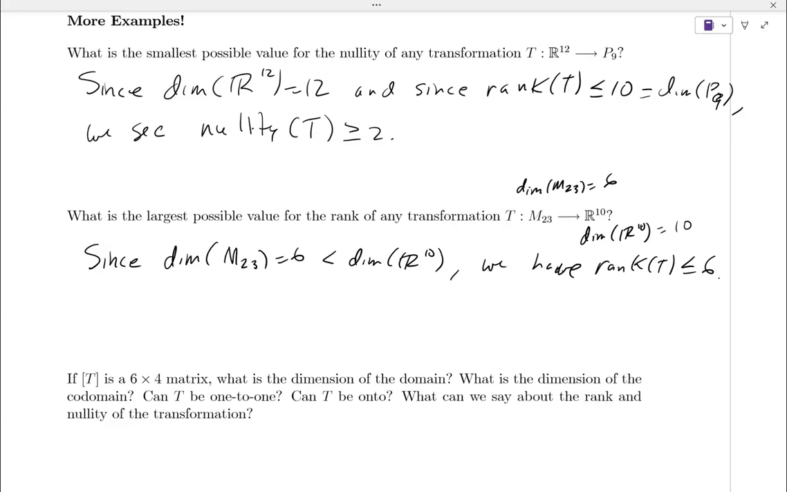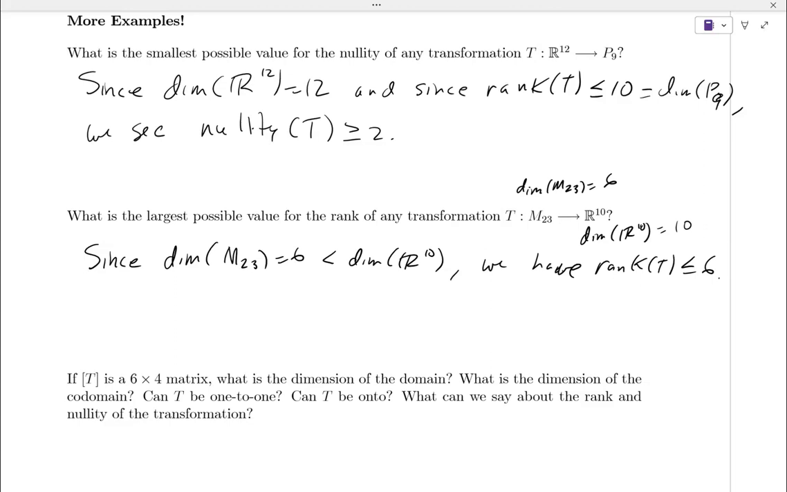Does it have to be 1-to-1? No. I can map everything to the 0 vector, for example. Definitely not 1-to-1. It may or may not be 1-to-1, but it can be 1-to-1, but it cannot be onto. If your dimensions were reversed here, then it wouldn't be 1-to-1, but it could be onto. The answer would be reversed in that case.